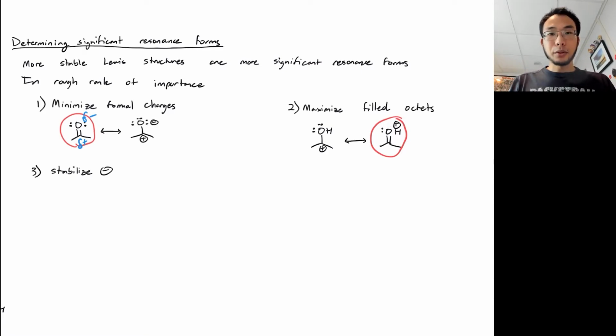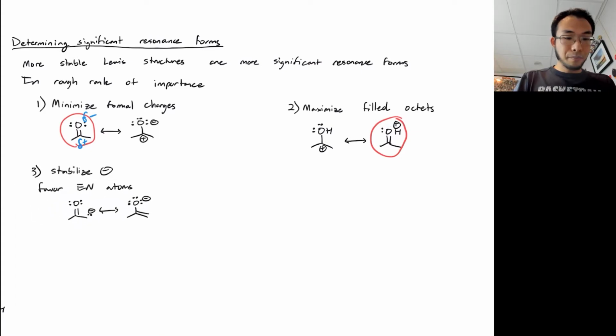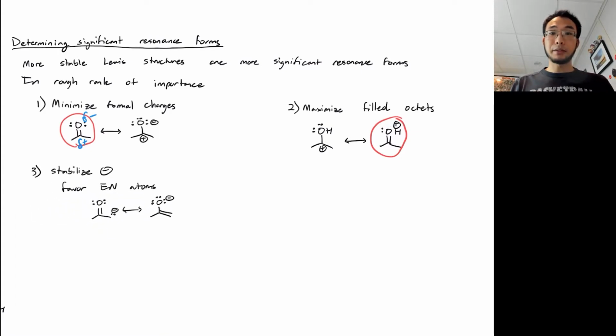The third thing that we'll do is to try to stabilize negative charges, and we can do that a lot of different ways. The first is to just find resonance forms in which our negative charges are on the more electronegative atom, because the more electronegative atom will do a better job of stabilizing negative charge. And so that commonly will be the case with oxygen, so we will get used to seeing a lot of oxygens carrying negative charge.